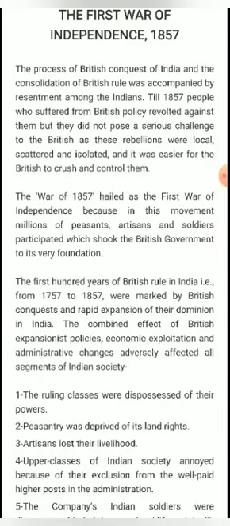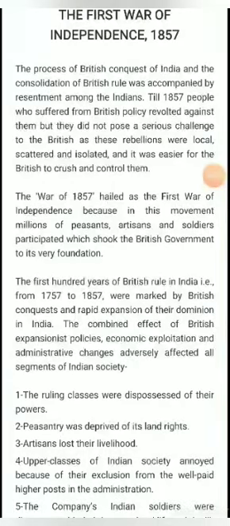Now, the War of 1857 is hailed as the first war of independence because in this movement millions of peasants, artisans, and soldiers participated, which shook the British government to its very foundation. That means, for the first time, all the people of all the communities who were suffering a lot from the British policies revolted against the British at the same time, and this created a problem for the British to crush them.